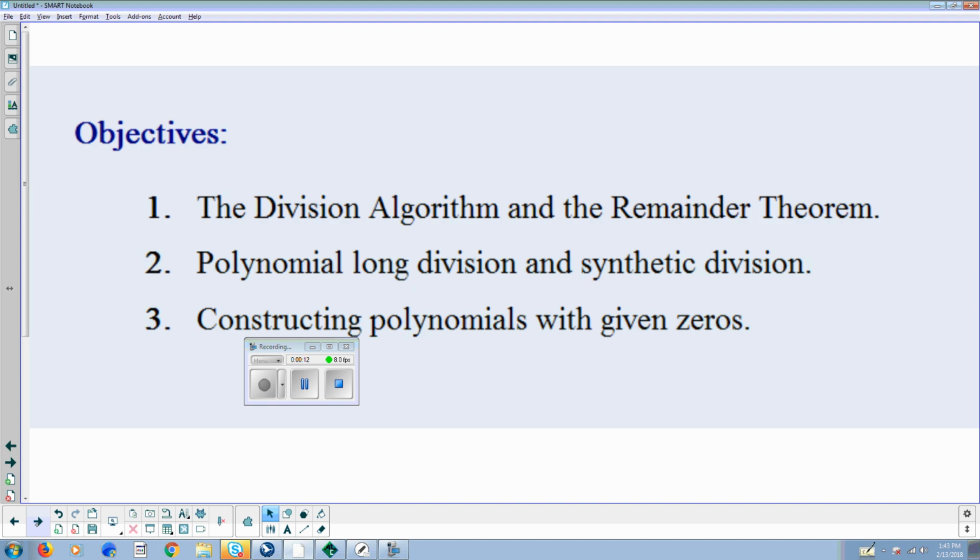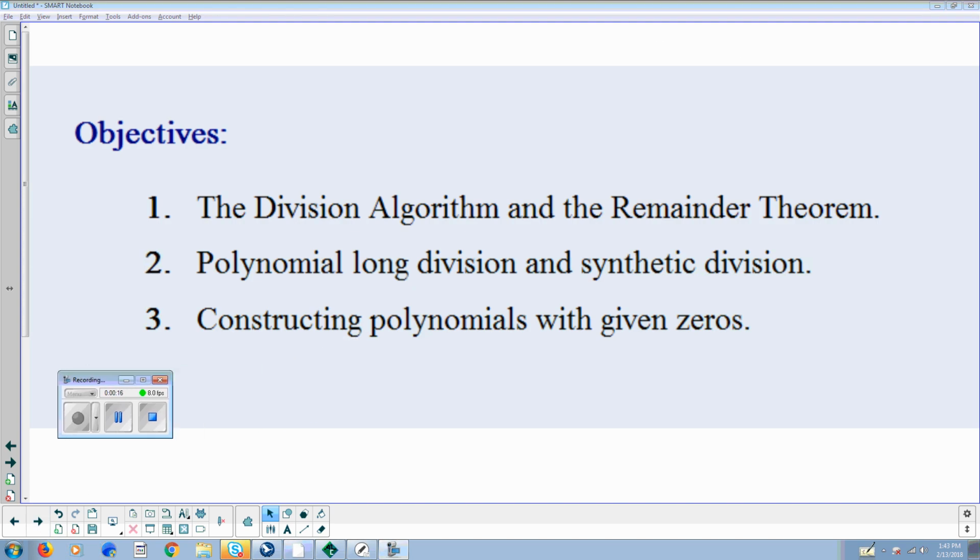In this lesson, we are going to learn about the division algorithm, what it is, how it works, and the remainder theorem. We are going to learn about polynomial long division, how we actually divide polynomials using this long division process, this division algorithm, and how we can divide using synthetic division. And third, we're going to learn how to construct polynomials with given zeros.